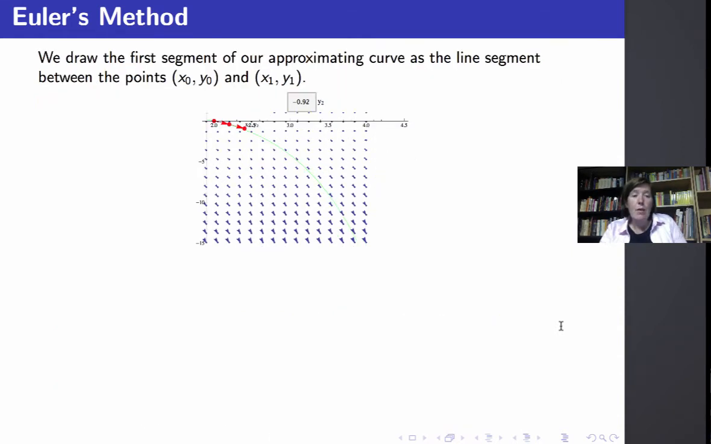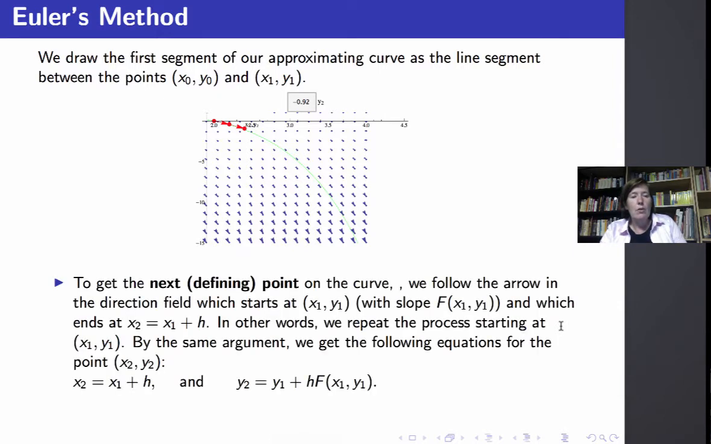And now our next arrow starts at x1, y1. We know the coordinates of x1, y1. We can go through exactly the same process to find the coordinates of the point at the end of the second arrow, which we're going to call x2, y2. And there's no need to reinvent the wheel. The formula is going to be exactly the same because the process is exactly the same. So x2 is x1 plus h, and y2 is y1 plus h times f applied at the beginning of the second arrow, so f applied at x1, y1.